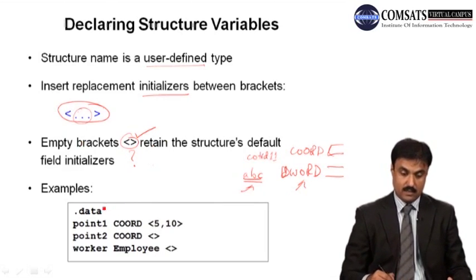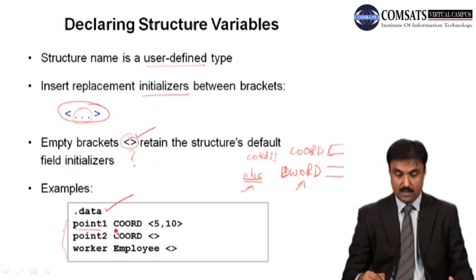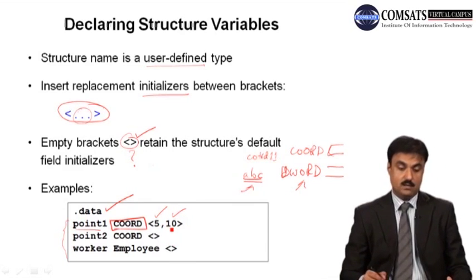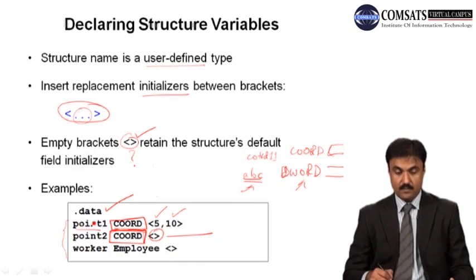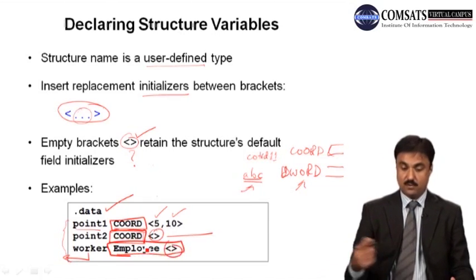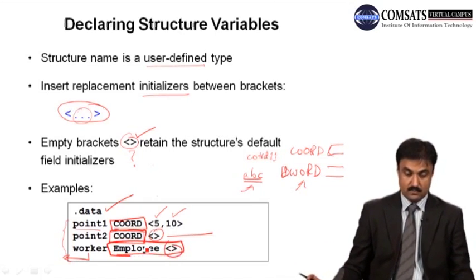In this example you can see inside the data section we have point 1, it's of type coordinate, and we initialize 5 for X, 10 for Y. So this is the initialization value we are initializing. In the next, point 2 variable is of type coordinate. This is the second variable of the structure coordinate, and we do not initialize any value inside this point 2. The third variable is of type worker, and it's of type employee, and we do not define any value for this worker variable.